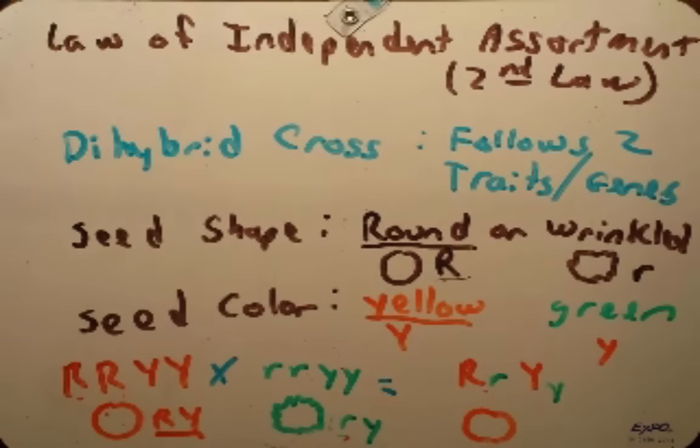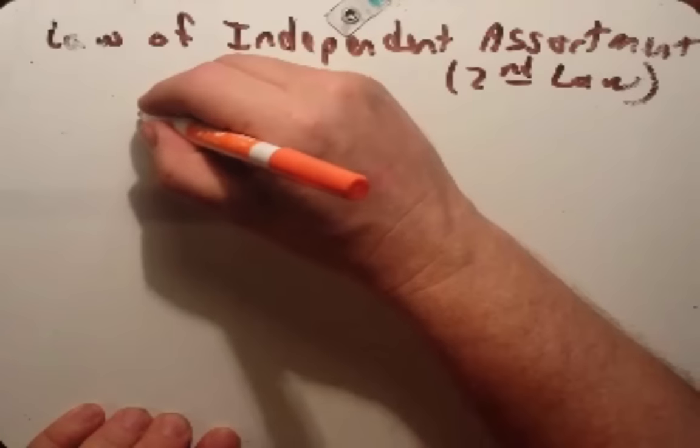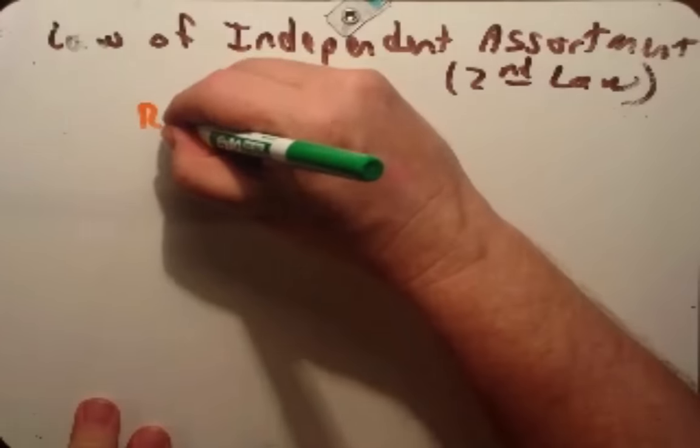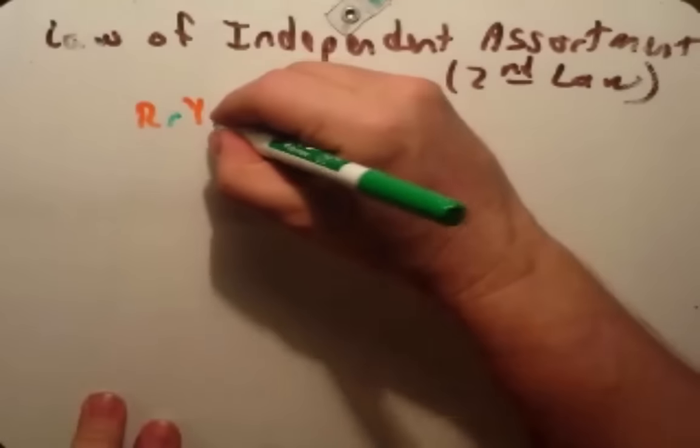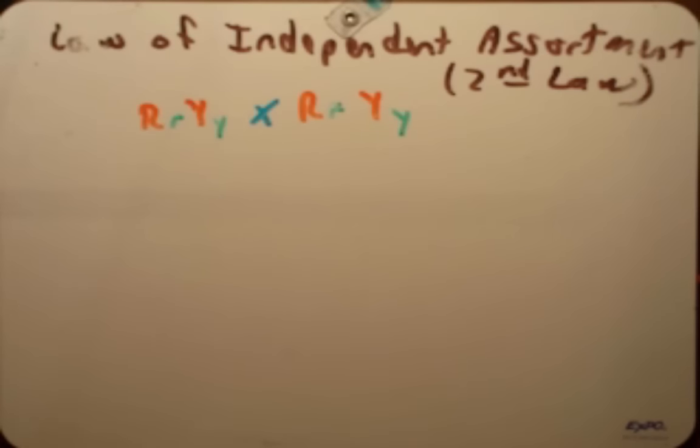So now we want to take all of these plants that have round yellow seeds and cross them to themselves. We call this self-fertilization, and we're going to go to the next board to talk about this. We're going to take these round yellow seeds with the genotype big R, little r, big Y, little y, and cross it to itself.